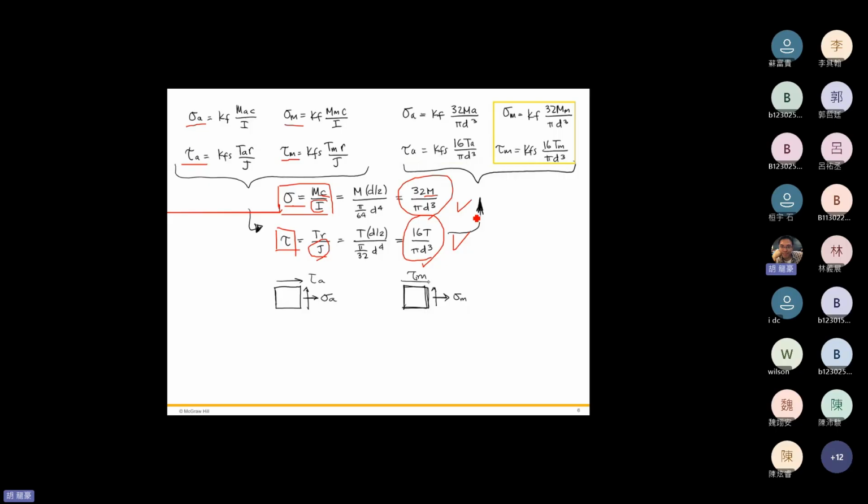Each element on this shaft is subjected to sigma A, tau A, sigma M, and tau M. Finally, we get sigma equals Kf, the fatigue stress concentration factor, times the bending stress, and tau equals Kfs, the fatigue shear stress concentration factor, times the shear stress.